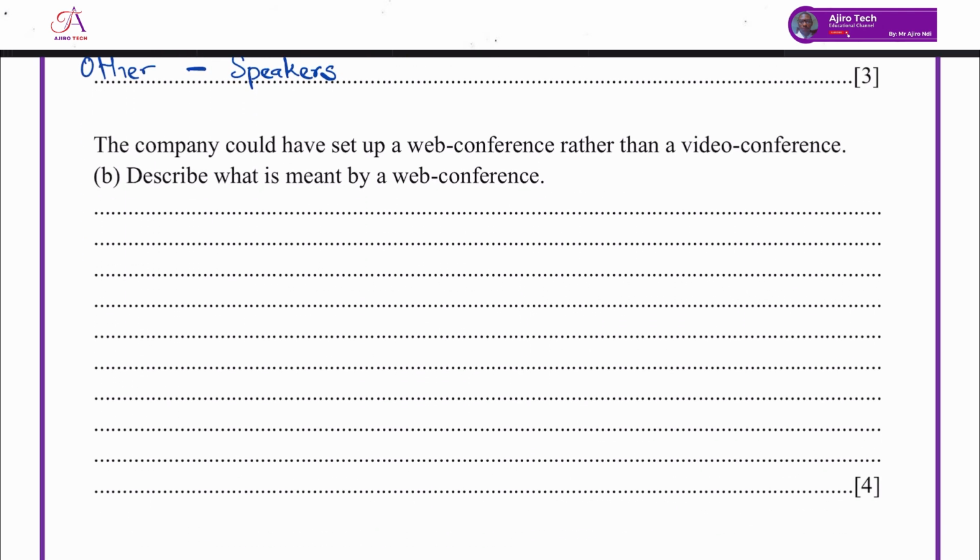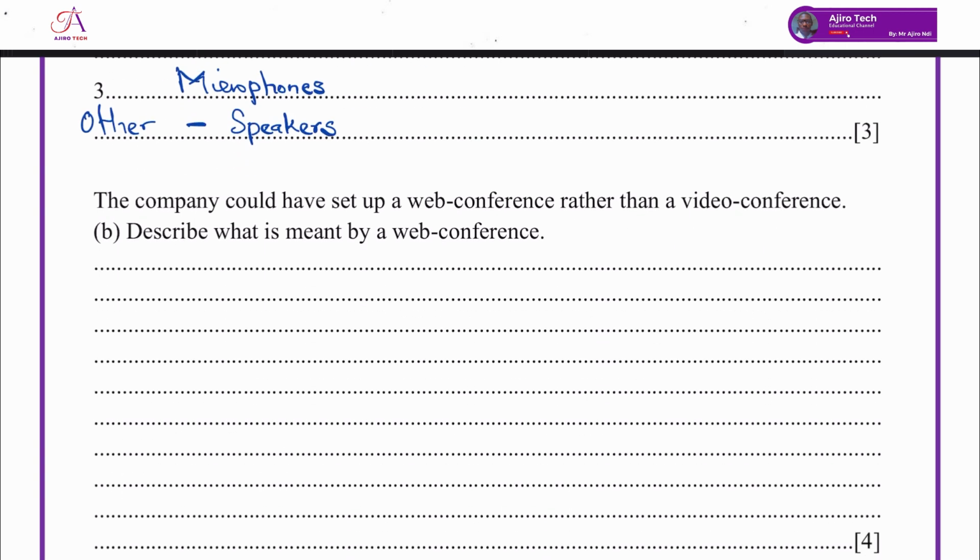The company could set up a web conferencing rather than a video conferencing. Describe what is meant by a web conferencing. So let's look at this. It's 4 marks, and that's 4 points, right? So here we have a conference held over the internet using the Transmission Control Protocol or IP, Internet Protocol connections.